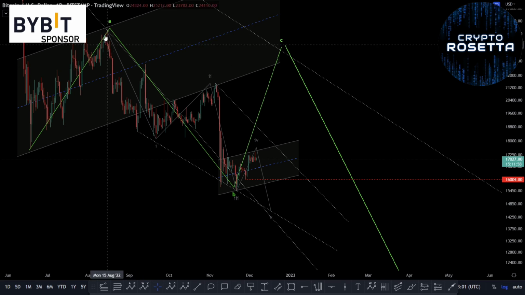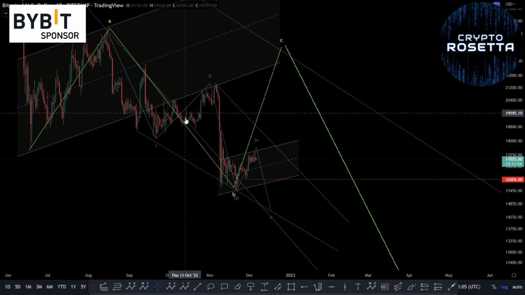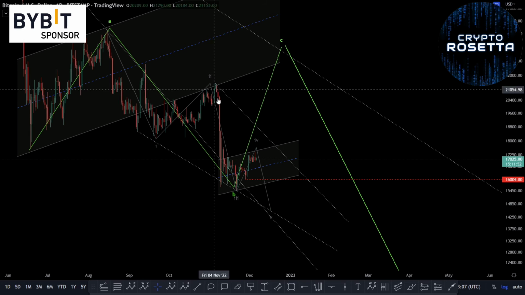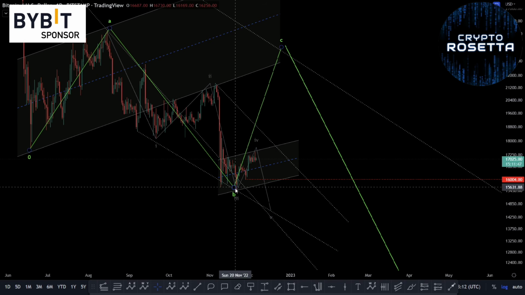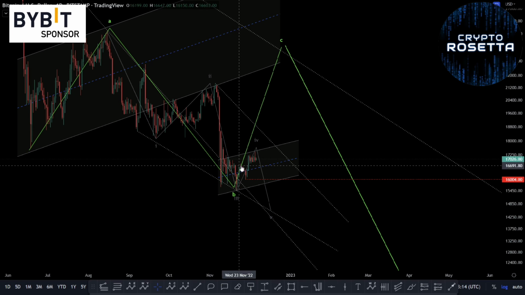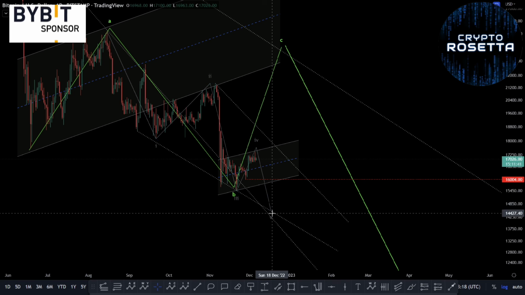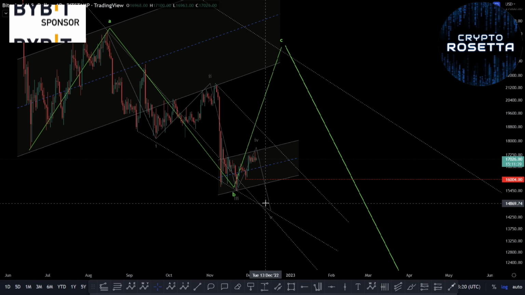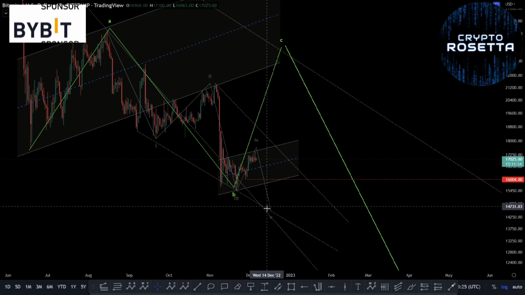But it is possible that we have this as a 1, 2, 3, 4, and a 5 into this low. Then we have this as an ABC to the upside. Then we have another 5-wave move into this low. So 1, 2, 3, triangle 5. Then we're forming another zigzag here. And we could look to move down in an additional 5th wave. And then basically this could form a leading diagonal.